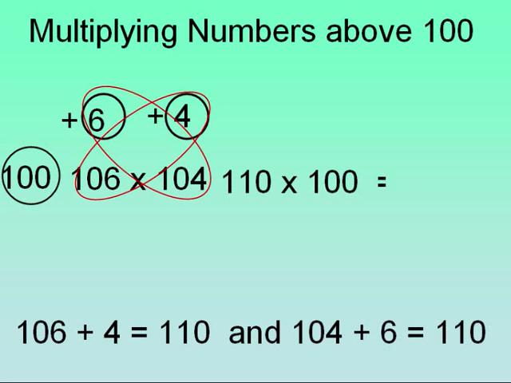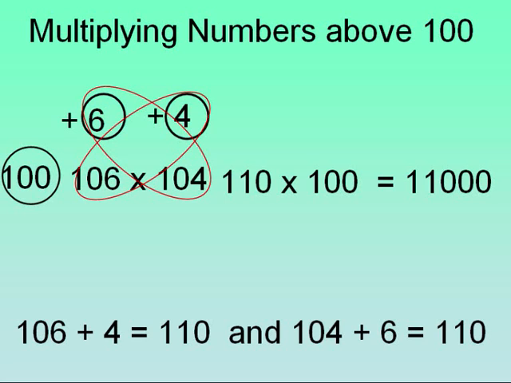Gives us 110 in both cases, and we multiply by the reference number of 100. Gives us 11,000, or 11 with 3 zeros. Just add the zeros on. When you multiply by 10, you can just add a 0. When you multiply by 100, you add 2 zeros.